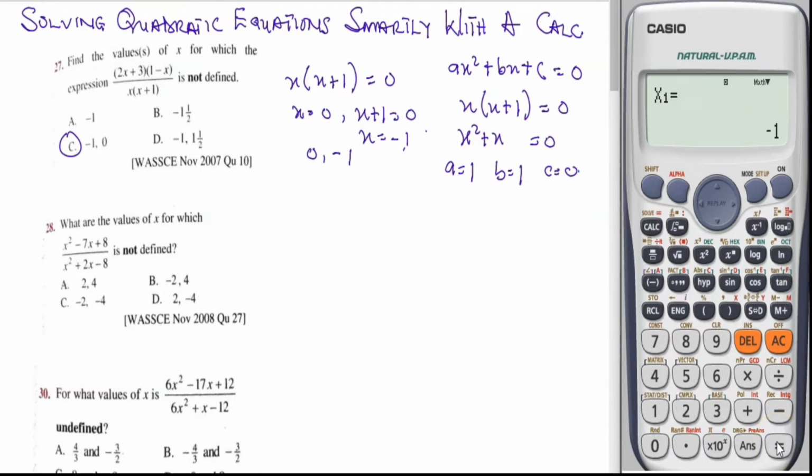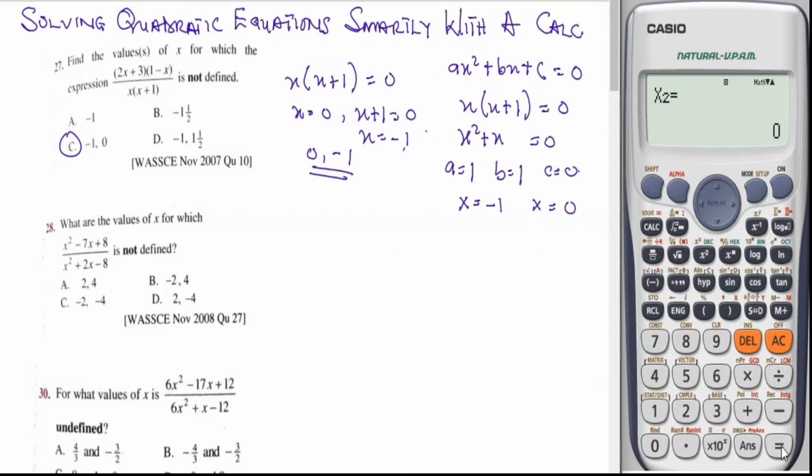Then it gives you the values of x you are supposed to obtain. So we have x equal to -1 and then pressing the enter button again, it gives us the value for the second x value. So x again is equal to 0, which is the same solution we obtain as possible answer C. I believe you've understood how to use it.